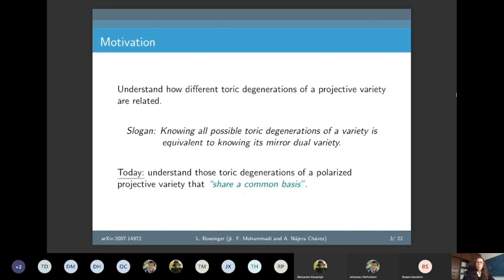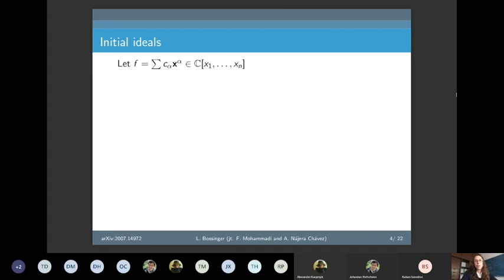And today we're going to be considering a particular case where we want to understand toric degenerations of polarized projective varieties that share a common basis. And I've put this in quotes because throughout the talk we will get to see what this means, or what are instances of this phrase. So let's get started with the background on Gröbner theory.